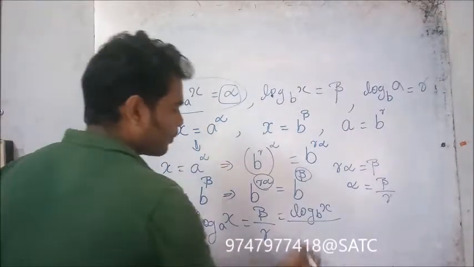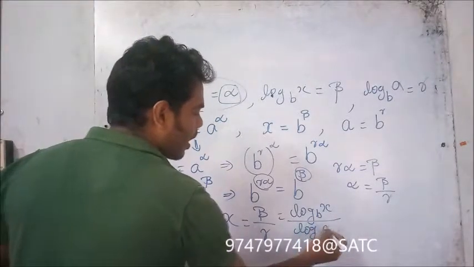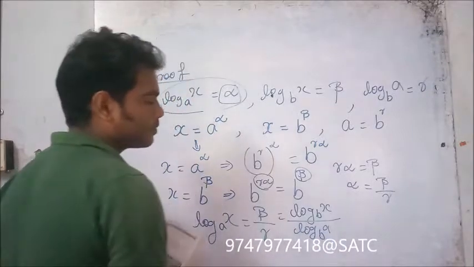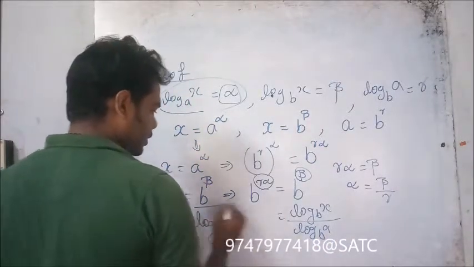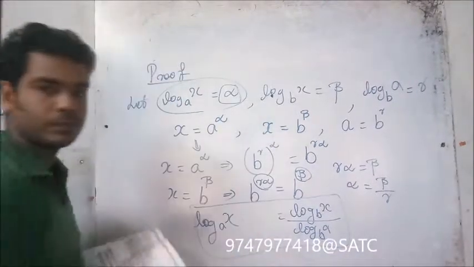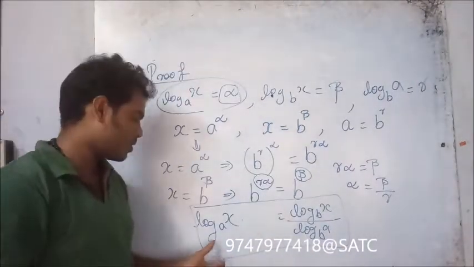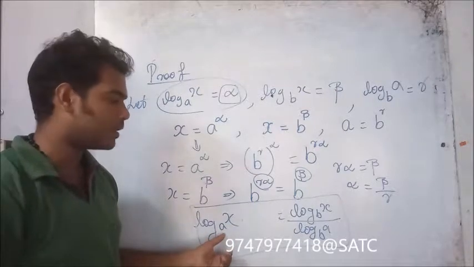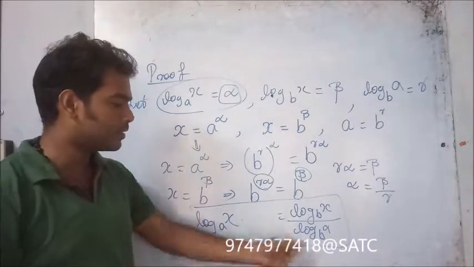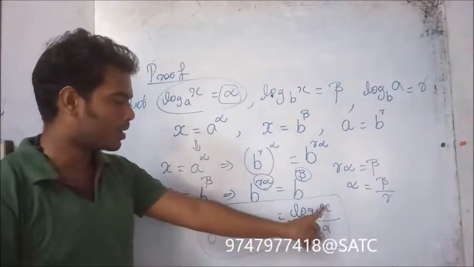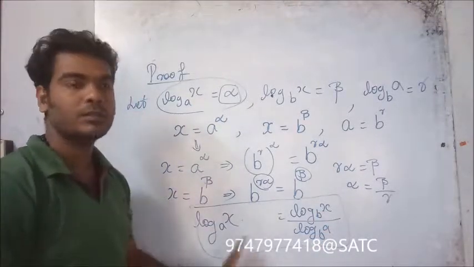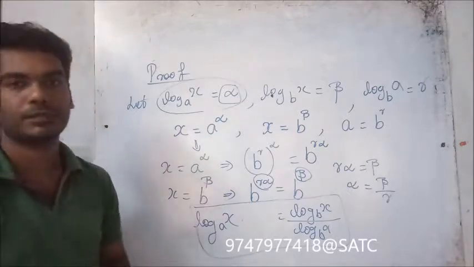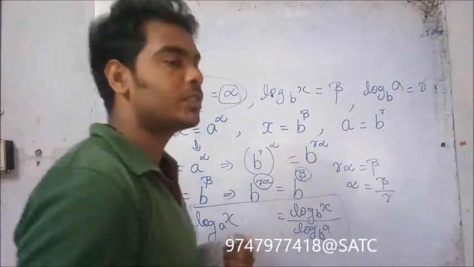What is gamma? Log a to the base b. So this is your first equation, the base changing rule: log x to the base a is equal to log x to the base b divided by log a to the base b. This is the proof of the base changing rule.